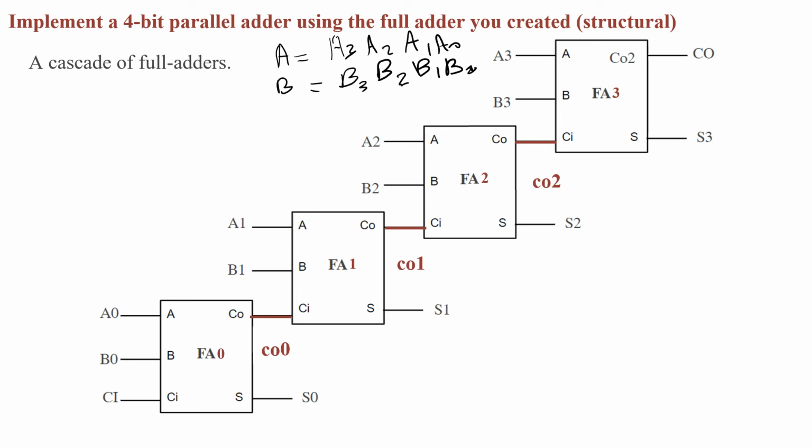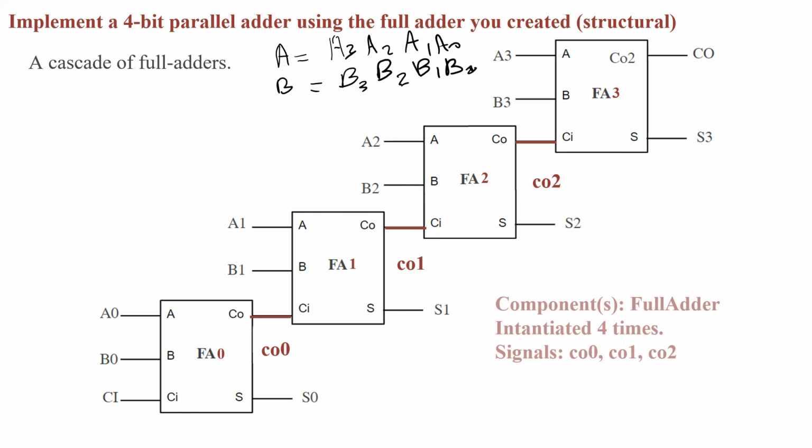So let's start defining what components are needed. Clearly we'll need only one component. That component is instantiated 4 times. So we'll need only one full adder as a component, and then we'll use that full adder 4 times. The internal signals are only 3: Cout0, Cout1, and Cout2.